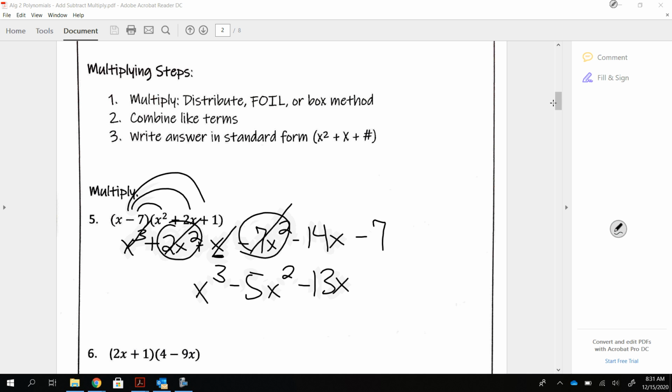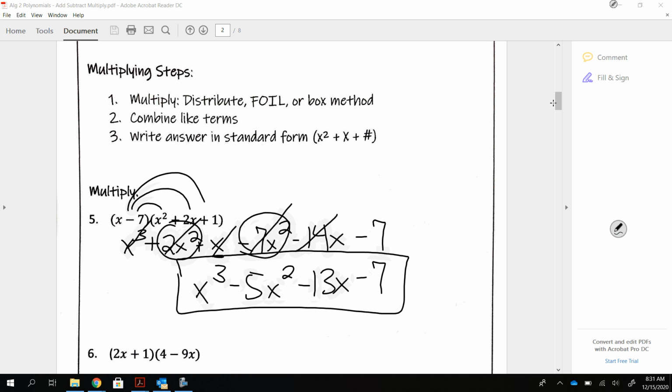That's done, and that's done. And then we see this negative 7 is by itself, so it drops down in the answer. If you combine like terms correctly, for the most part, it should already be in standard form. Standard form, again, basically means highest exponent is first. So our final answer is x cubed minus 5x squared minus 13x minus 7, and we are done.